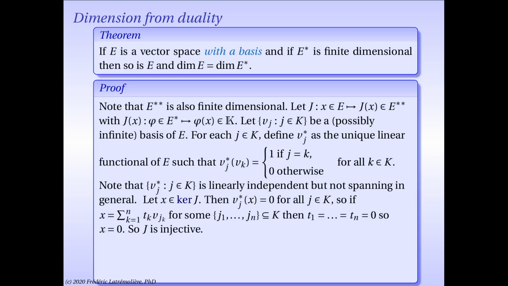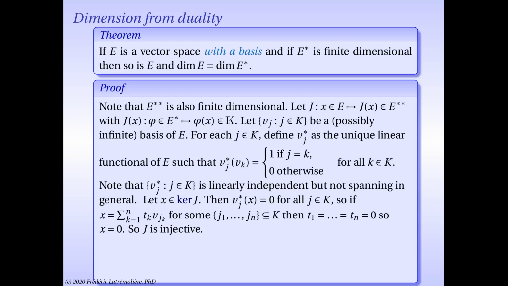Nonetheless, if X is in the kernel of this map J, then again you can still conclude that V star j of X is 0 for all j in K, just as before. And again, using the fact that these vectors V sub j for j ranging over K form a basis for E, you can write X as the sum from k equals 1 to n of some T sub k, V sub j sub k, where the T sub k's are scalars and j1 to jn are some indices.